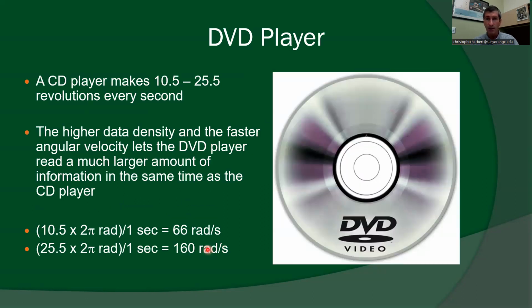DVD players, of course, replaced the old CD because they were higher capacity. They also moved faster with smaller bits burned onto their surfaces, actually embossed on their surfaces. It would make 10.5 to 25.5 rotations per second. This would be about 66 radians to 160 radians per second.